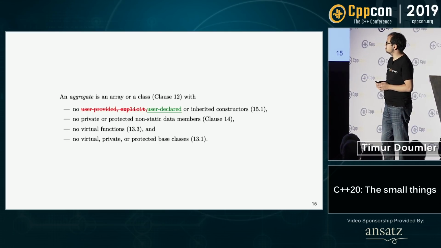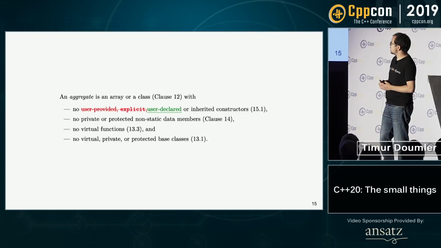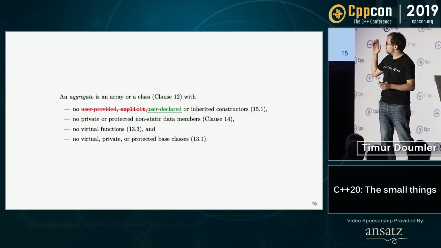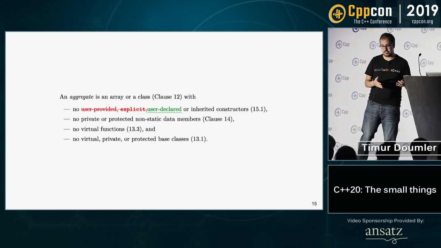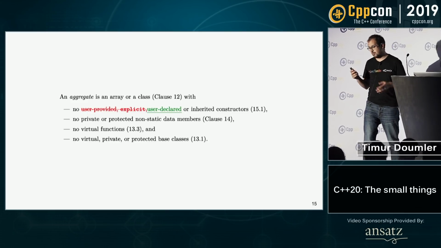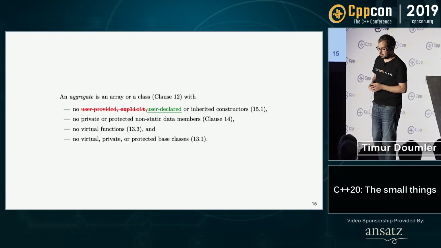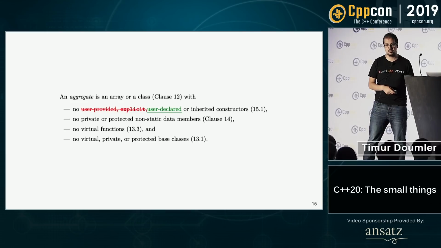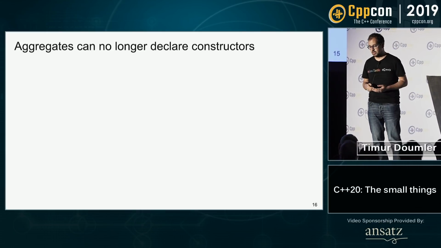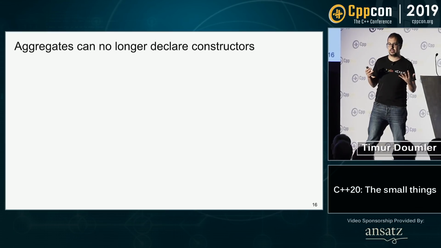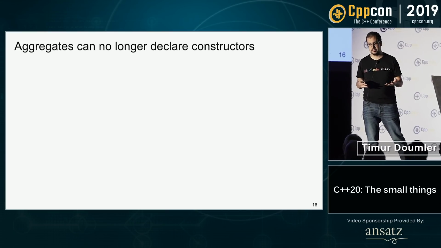That looks like a small change, but actually, this is a paper that I wrote, and it was a very small change, but incredibly hard to get through the committee because it's a breaking change. The committee doesn't really like breaking changes. But the reason we decided to do this is because it gets rid of a very weird property that aggregate initialization has in C++17 and before. So basically what this change means is that aggregates can no longer have constructors in C++20.